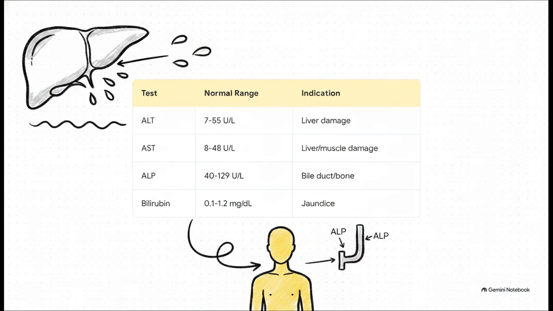When liver cells get damaged, they actually leak enzymes into the bloodstream. So for example, ALT and AST normally live inside healthy liver cells. If a patient's lab results show elevated ALT or AST above these normal ranges, it's a huge red flag for liver damage. Similarly, high bilirubin, a waste product, can mean the liver is failing to process and excrete it properly, which leads to that yellowing of the skin we call jaundice.